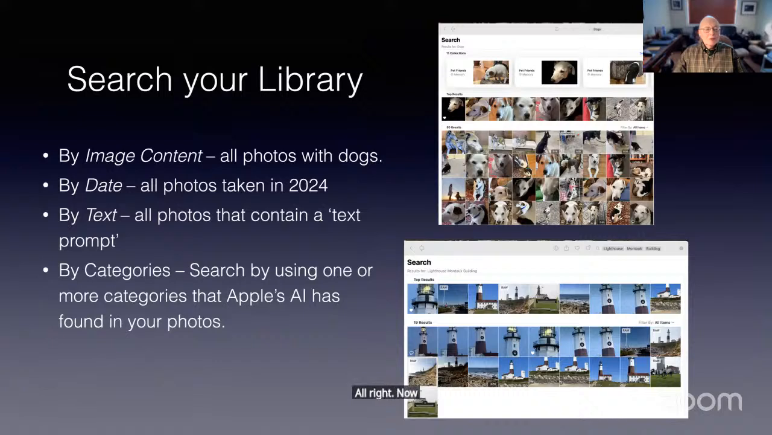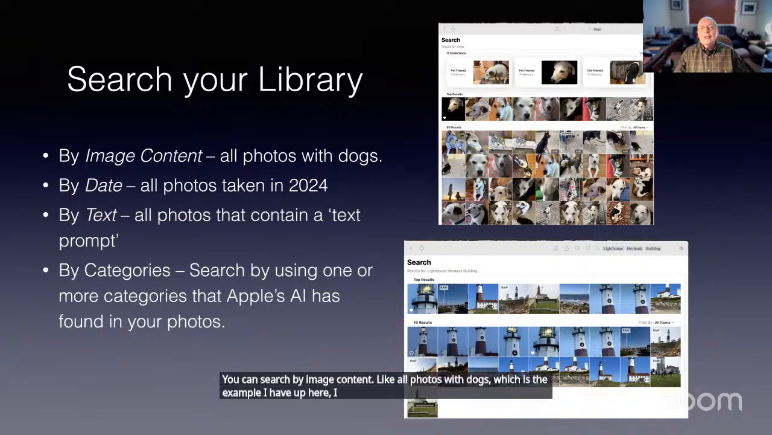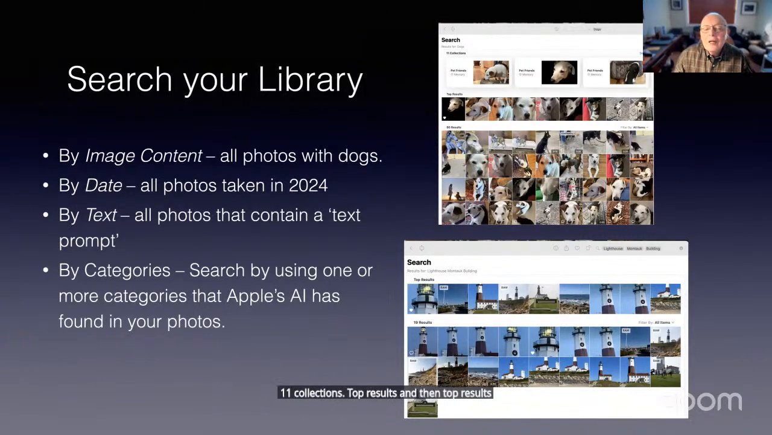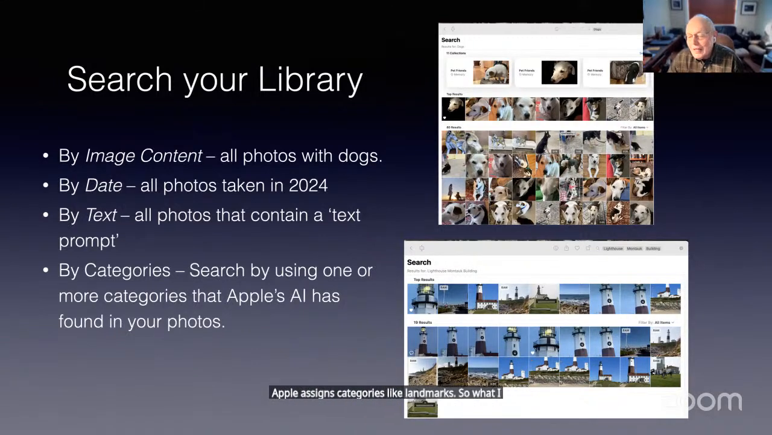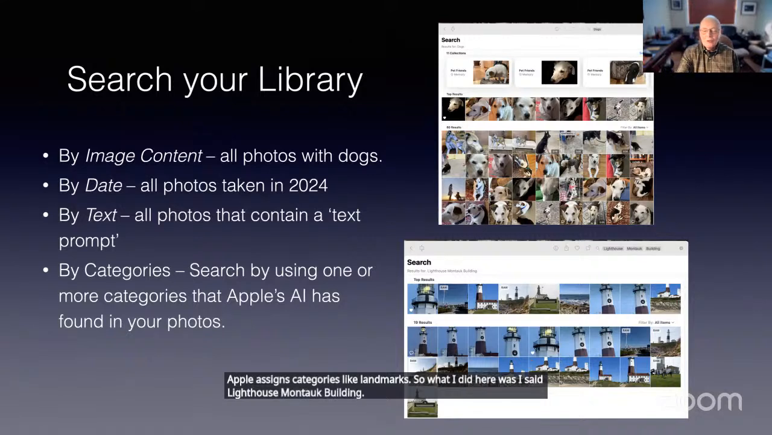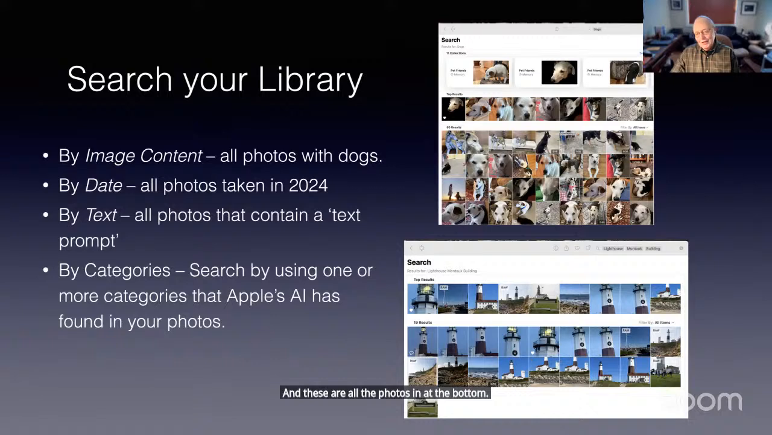Now you can search your library, which is really cool. You can search by image content, like all photos with dogs, which is the example I have up here. I put in a search term, dogs, and I get a number of albums, 11 collections, top results, and then 80 results, all the items. You can do it by date, like all photos taken in 2024. You can search for text within photographs. That might be handy, like in your receipts, right? Also, Apple assigns categories like landmarks. So what I did here was I said lighthouse, Montauk, building. And these are all the photos at the bottom that satisfy that search. So you have a very powerful way to search through your items.